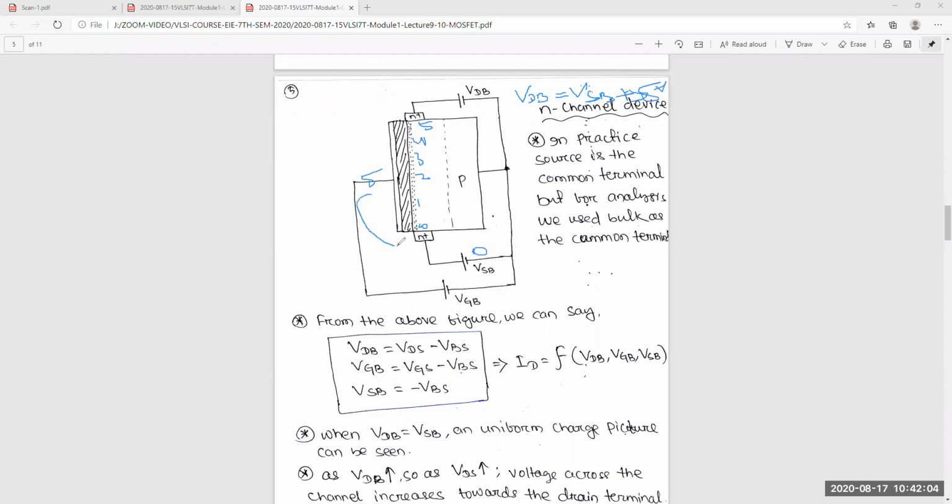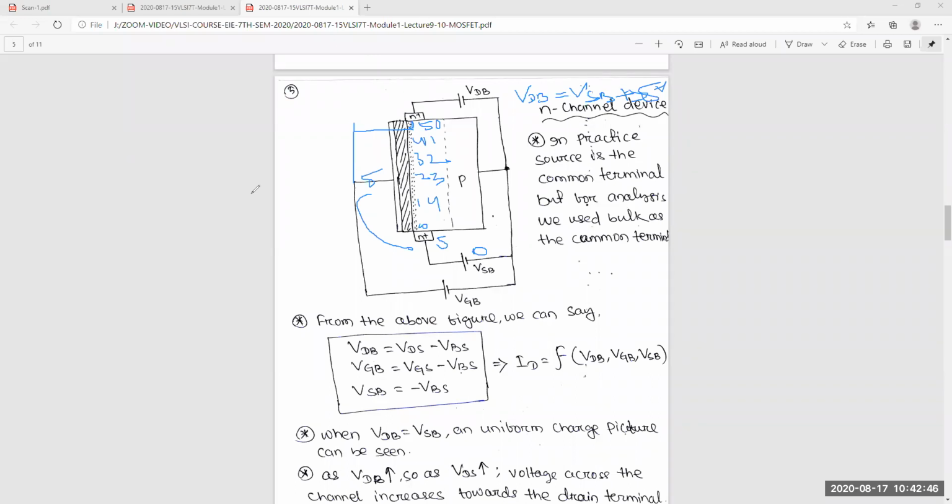Now what is the value of this voltage? VGS means gate voltage minus this voltage, 5 volt. Here the VGS is 4 volt, here 3, here 2, here 1, here 0. That means you can understand the gate to channel voltage gradually decreases, and at this point, from gate to this terminal, it is 0 volt.